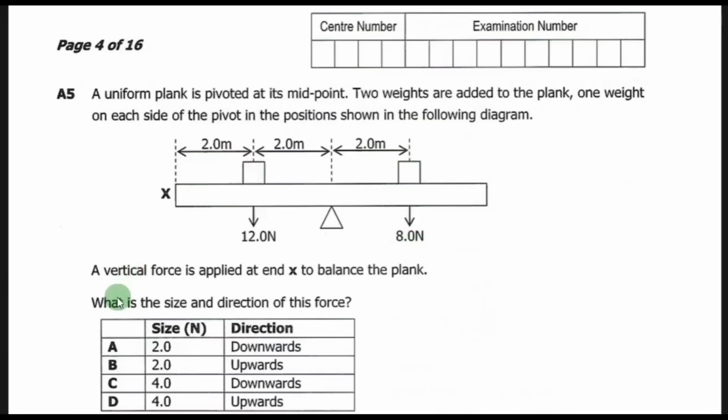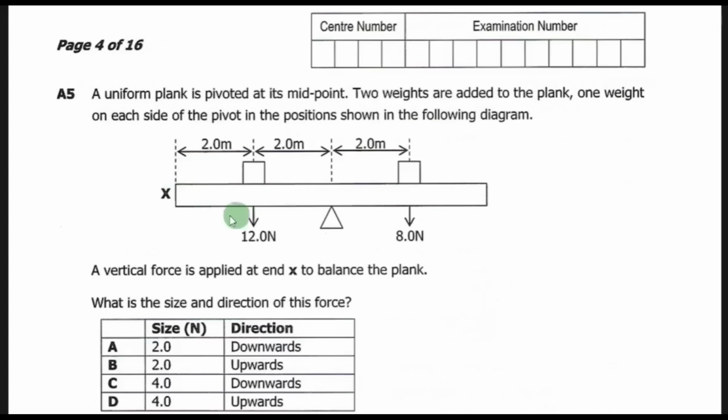Then the question says a vertical force is applied at end X to balance the plank. What is the size and direction of this force? This is the force they are talking about that is being applied at X here to balance the plank, so the plank remains in its state of balance as it is.